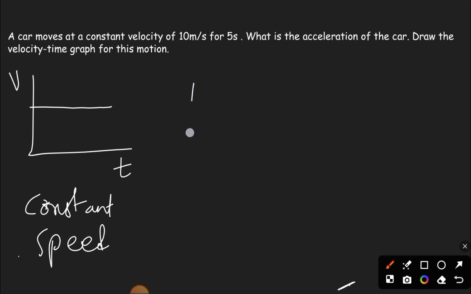So there's another term you would hear, uniform acceleration. Velocity here and time here. Uniform acceleration. Acceleration means what? Increase in speed.